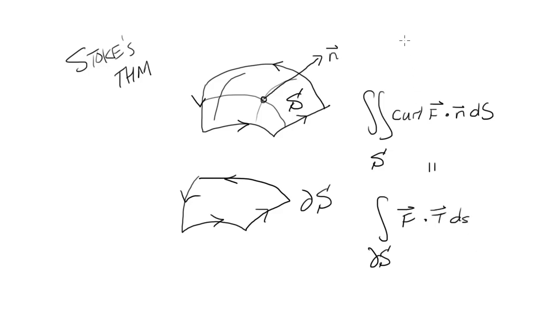Curl is a vector that you calculate as del cross F. Taking the cross product, partial x, partial y, partial z, and then the vectors you're going to take the partial of.